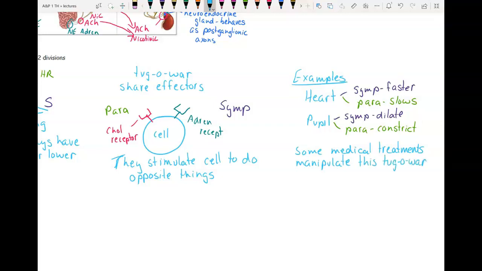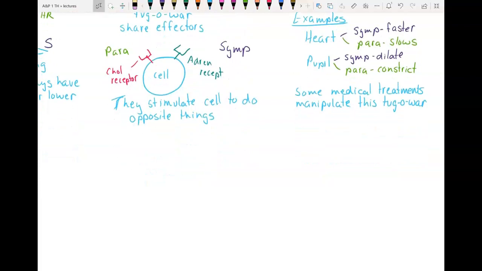You can take medicines that will either block a receptor so that you knock one of these out of the tug of war and the other automatically wins, or you can take medicines that will enhance a receptor and make it more active. So, for example, if you take a medicine that blocks an adrenergic receptor, parasympathetic wins that tug of war, and it gets control of that effector.